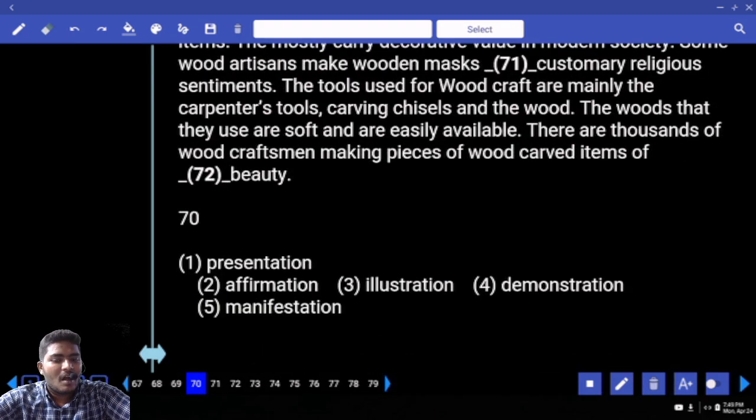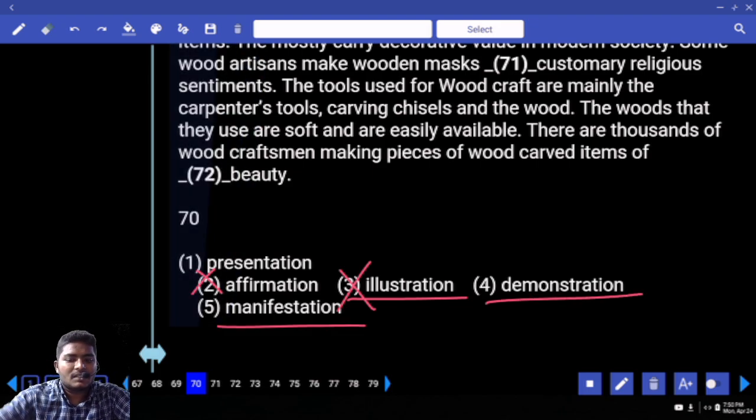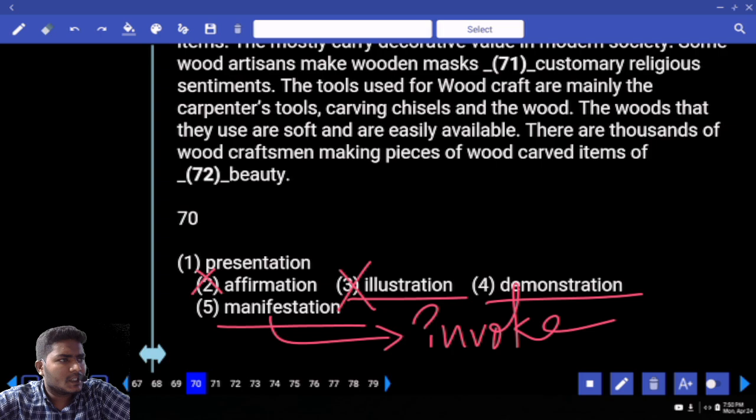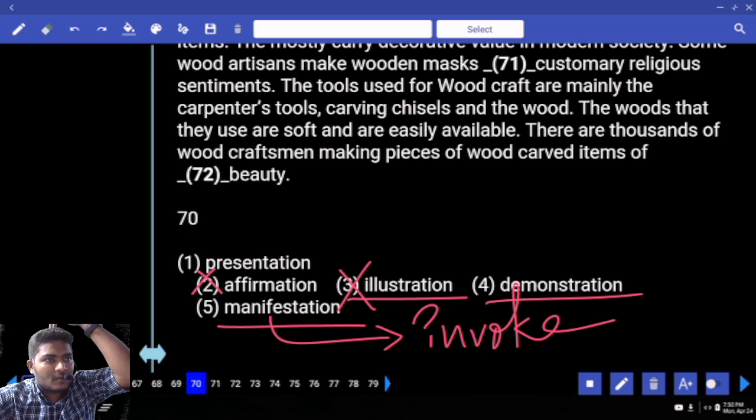Artistic presentation, artistic affirmation. What do you mean by affirmation? Getting approval. It is not related to that. Next one, illustration: is it practicality or imagination? Imagination, not related. Another one is demonstration. Another one is manifestation. Remember, manifestation is the word that gives the meaning of invoking. Do you know the meaning of invoke? Invoking God. Have you ever heard this terminology? Invocation of God. Have you got this? Manifestation, invoke or invocation speaks about getting the same qualities of God.